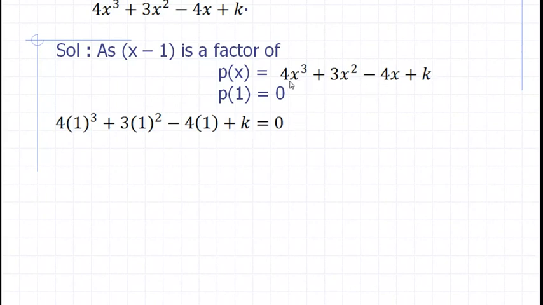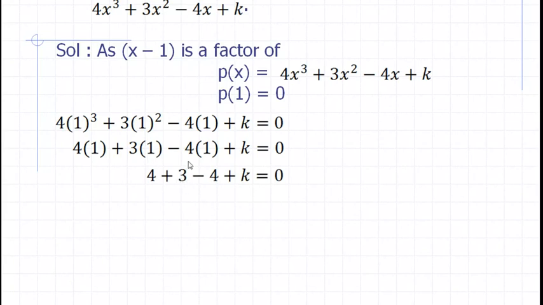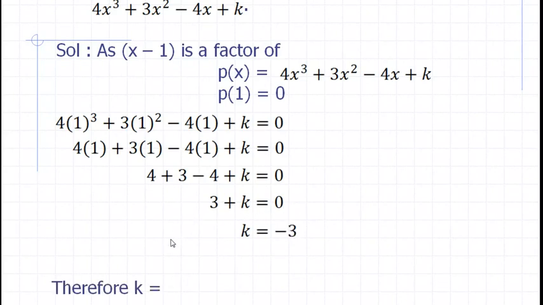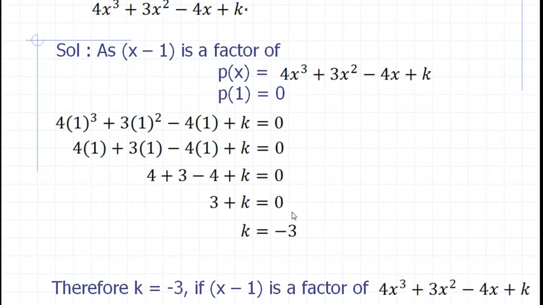So 4 into 1 cube plus 3 into 1 square minus 4 into 1 plus k equals 0. Here, in all x, we have substituted 1. 1 cube is 1, 1 square is 1. So 4 ones are 4, plus 3 ones are 3, minus 4 ones are 4, plus k equals 0. So 4 minus 4 is cancelled, 3 plus k equals 0. So k is equal to minus 3. It means if k is equal to minus 3, then only x minus 1 is a factor of the polynomial 4x cube plus 3x square minus 4x plus k.